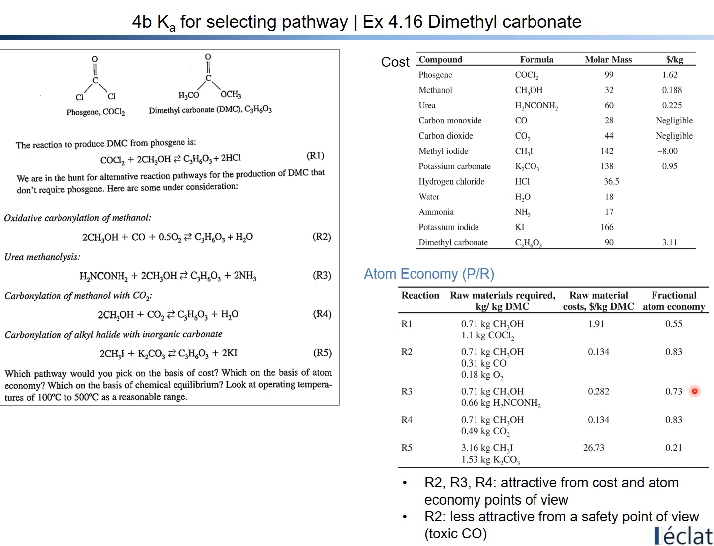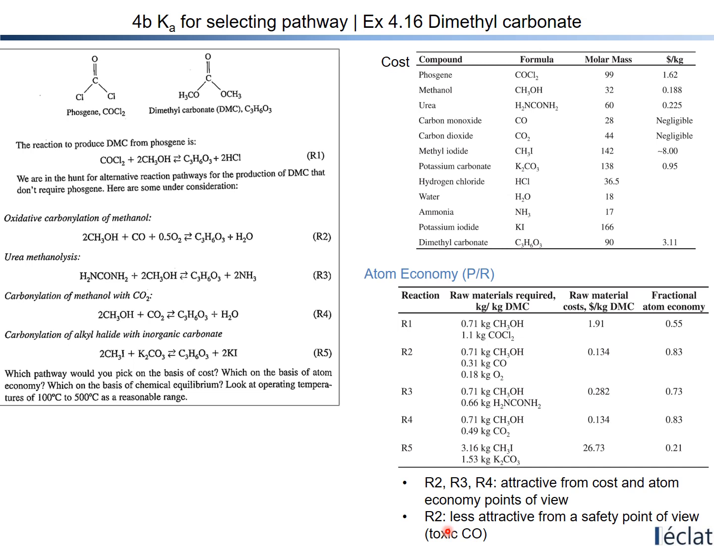One more consideration is required. Did they have the toxic gases like phosgene? So you could find the carbon monoxide in the reaction 2. As you know, carbon monoxide is very toxic. So R2, the reaction 2, looks less attractive from a safety point of view due to toxic carbon monoxide.